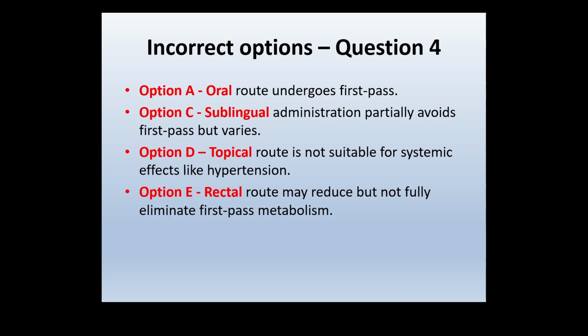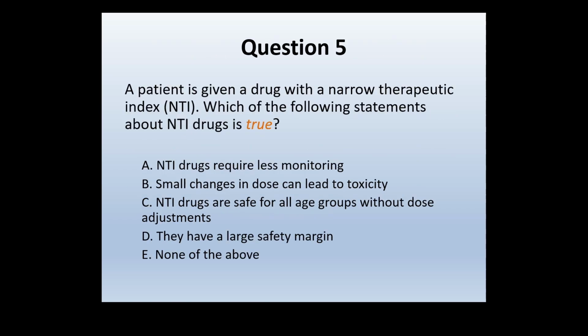Option E, rectal administration, may reduce but not fully eliminate first-pass metabolism, as a portion of the rectal venous drainage leads to the liver. Question 5 is as follows. A patient is given a drug with a narrow therapeutic index, NTI. Which of the following statements about narrow therapeutic index drugs is true?